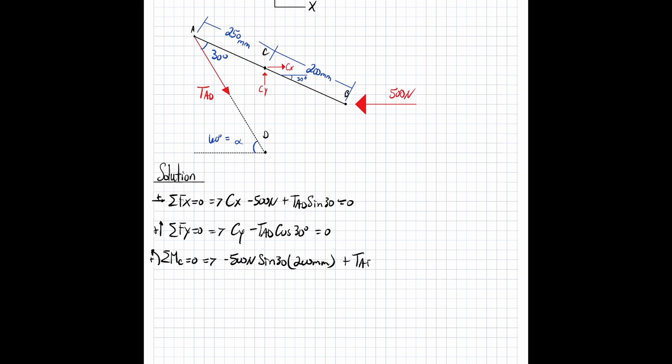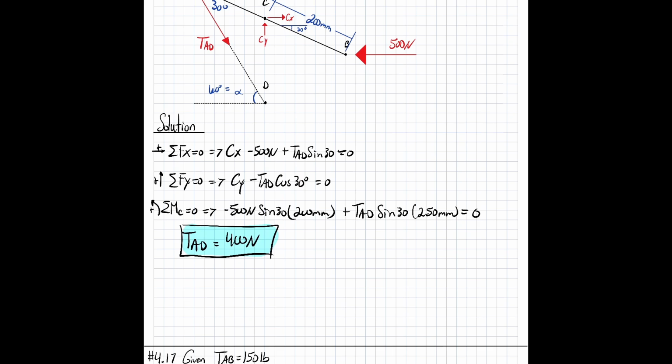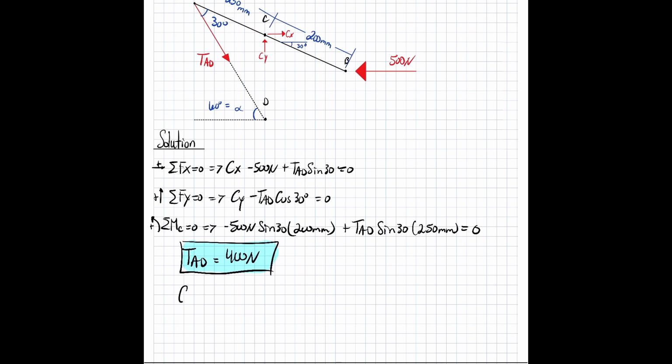plus our tension AD, sine of 30, times our perpendicular distance of 250 millimeters, all equal to 0. Now we can solve for tension AD. Solving for tension AD, we get 400 newtons. Now that we know tension AD, we can solve for Cx and Cy. So plugging tension AD into our sum of forces in the x and y equations, we get Cx to be 300 newtons and Cy to be 346 newtons.